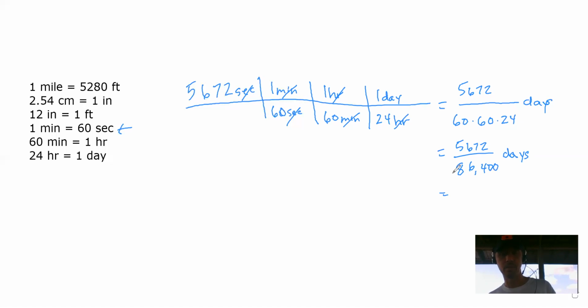But let's just see what our final value would be. 5,672 divided by 86,400. That's going to equal 0.066. We'll round it there. 0.066 days. So that's how many days 5,672 seconds are.